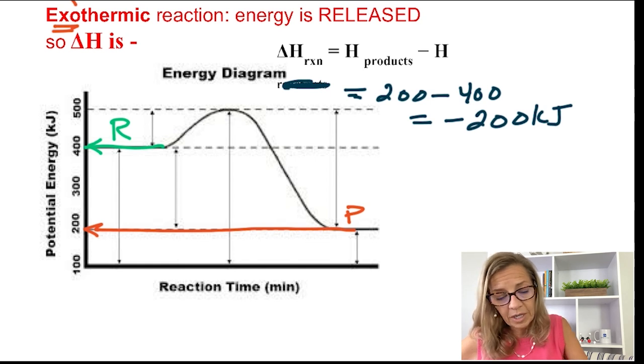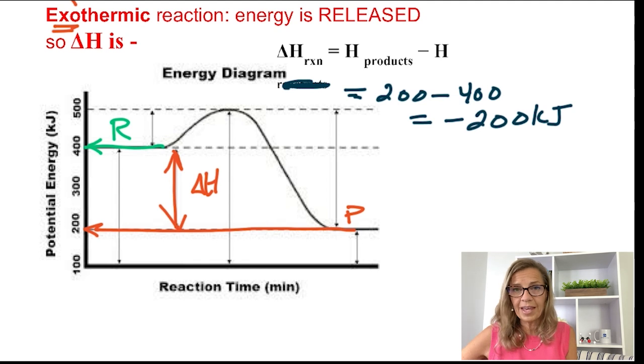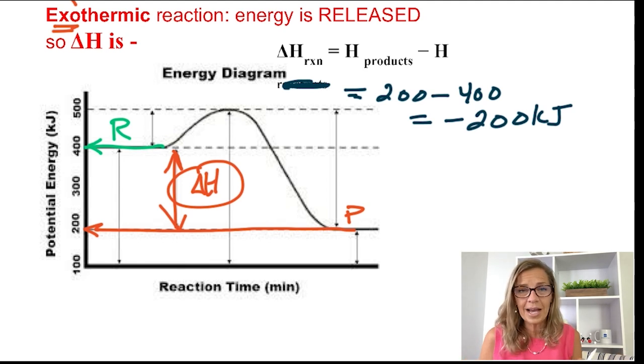So our enthalpy change is this difference right here. So where did all of that energy go? We started out with a lot, and we ended up with a little. All of that energy right here, that 200 kilojoules, went out into the surroundings. So that reaction produced a bunch of heat. Be familiar with those energy diagrams, what an exothermic looks like and an endothermic.